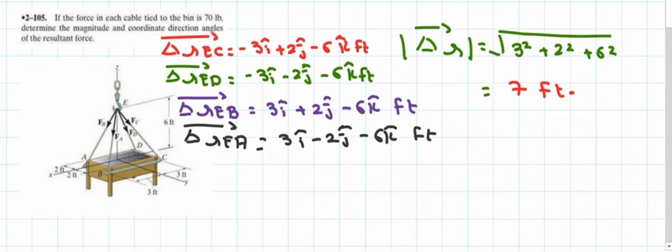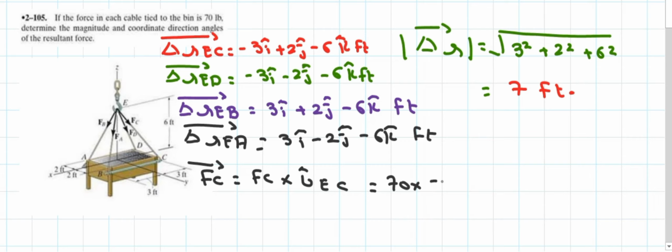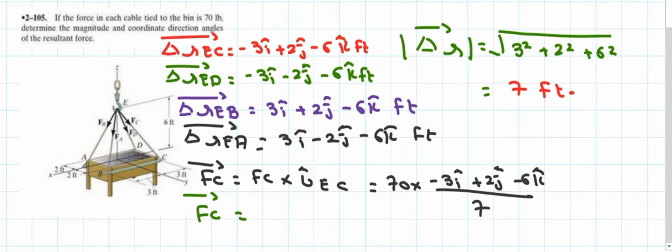Our third step is to convert the magnitude form of force into the Cartesian vector. So let's work on it. For Fc, which is equal to the magnitude of Fc into the unit vector of Ec, the magnitude of Fc, according to the equation, is 70, and the unit vector of Ec is negative 3i, positive 2j, negative 6k divided by 7. So multiply 70 to the individual unit vector components present here. So it will become Fc, which is equal to 70 into negative 3i divided by 7. So it will become negative 30i.